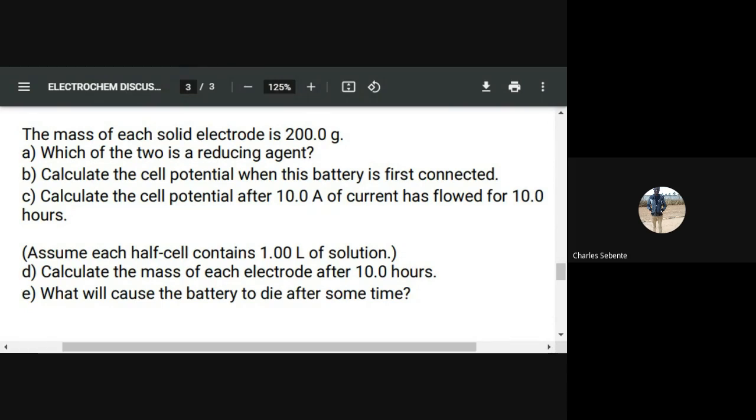What will cause the battery to die after some time? All the zinc is consumed. So when the zinc is consumed, then the battery will die. And if all the copper is also consumed, the battery will die. Or when equilibrium is reached, which is the E cell of 0, the battery will die out. So that's how we ought to go about this question, the whole of it. Okay, unless there's a question.